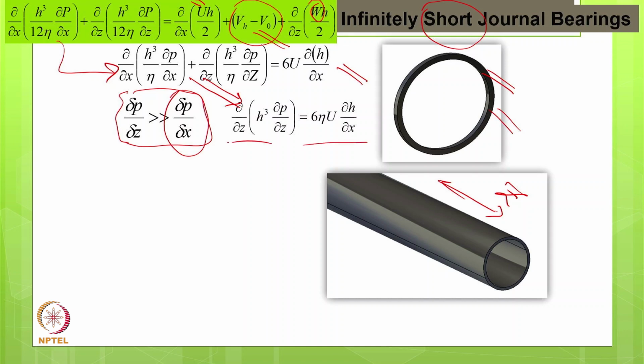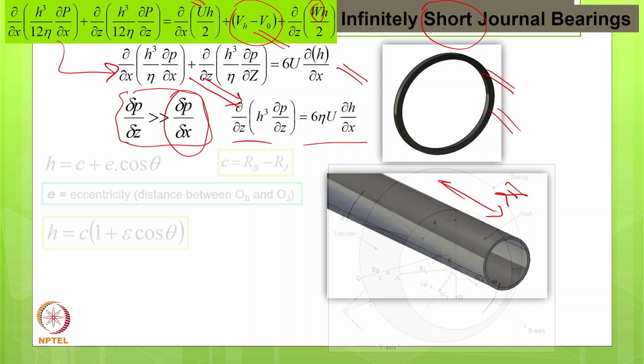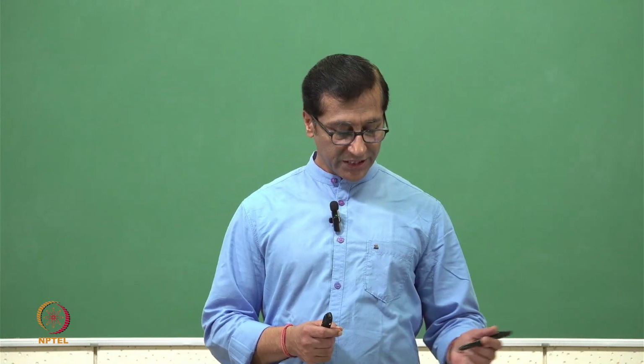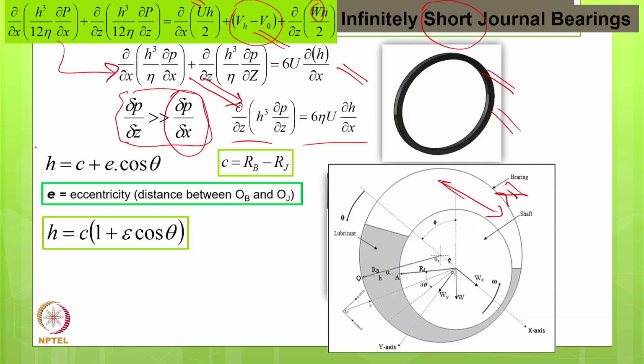Now this is kind of an easy to solve relation compared to the two dimensional one. And in this case particularly we can give a film thickness. This is the film thickness; in any case, the film thickness can be given something like that. This is the clearance plus e cos theta, and we know that cos theta will turn out to be 180 degrees here, so that will be negative.